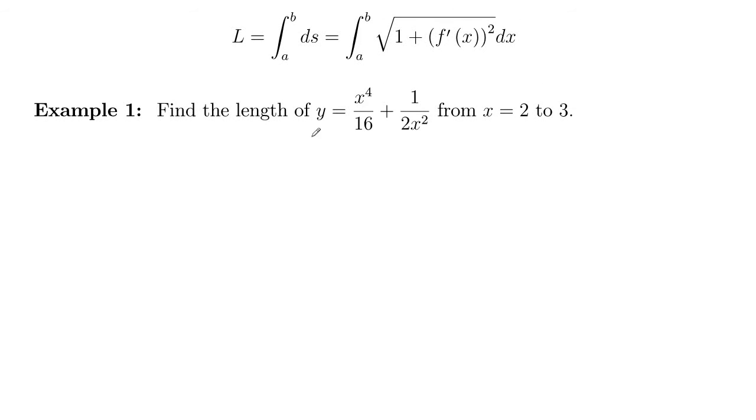So let's say we want to find the length of y equals x to the 4th over 16 plus 1 over 2x squared, from x equals 2 to x equals 3. So what we want to do here is, here's our f of x. So we first want to find our f prime of x.